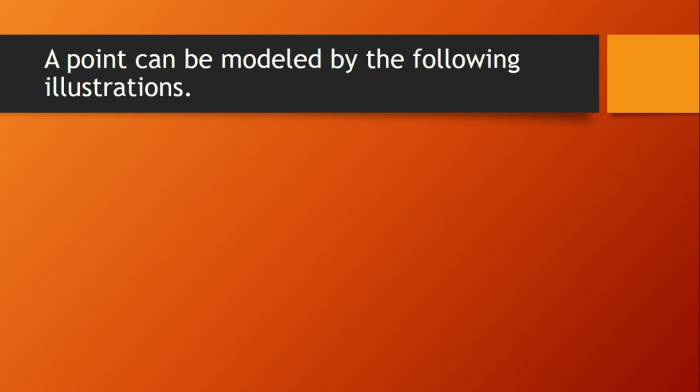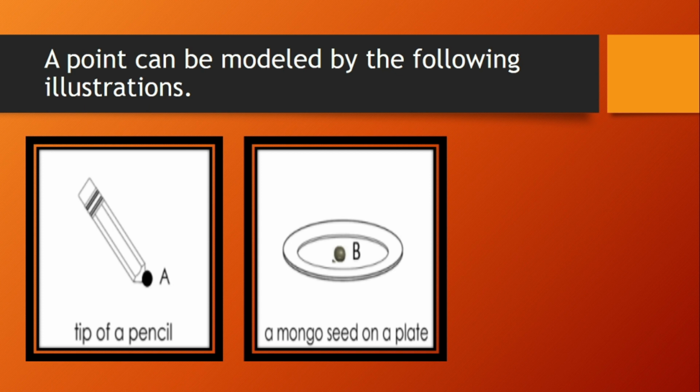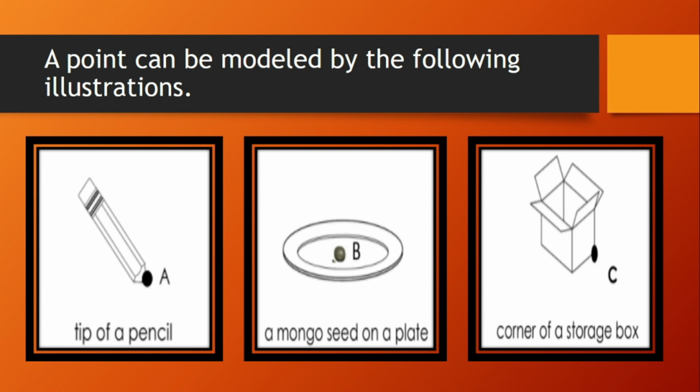Okay? We have these models for the illustration of a point. We have here the tip of a pencil or a pen. Right? That is a point. We can name that by means of a capital letter, for example, capital letter A. And the next is a mango seed on a plate. The mango seed itself is our point. We can name that with capital B or any letter. And then we have here the corner of a storage box. If we observe, there is really a point there. Okay, so that is the first undefined term.